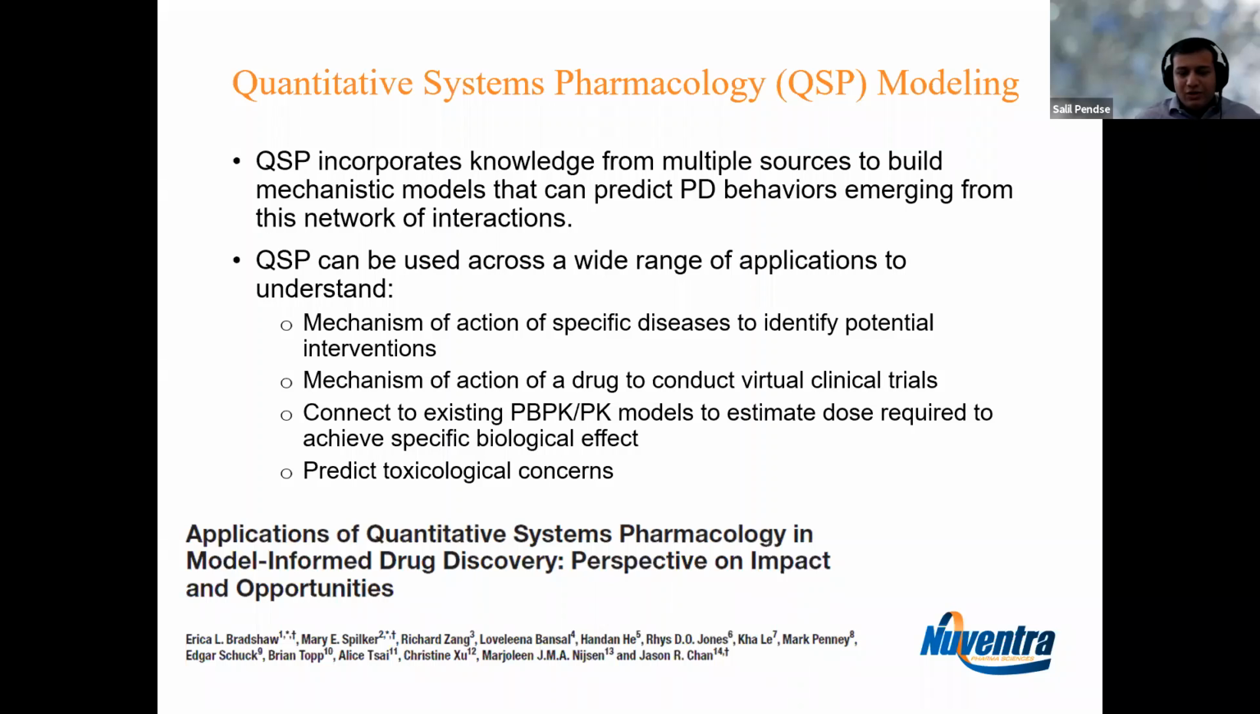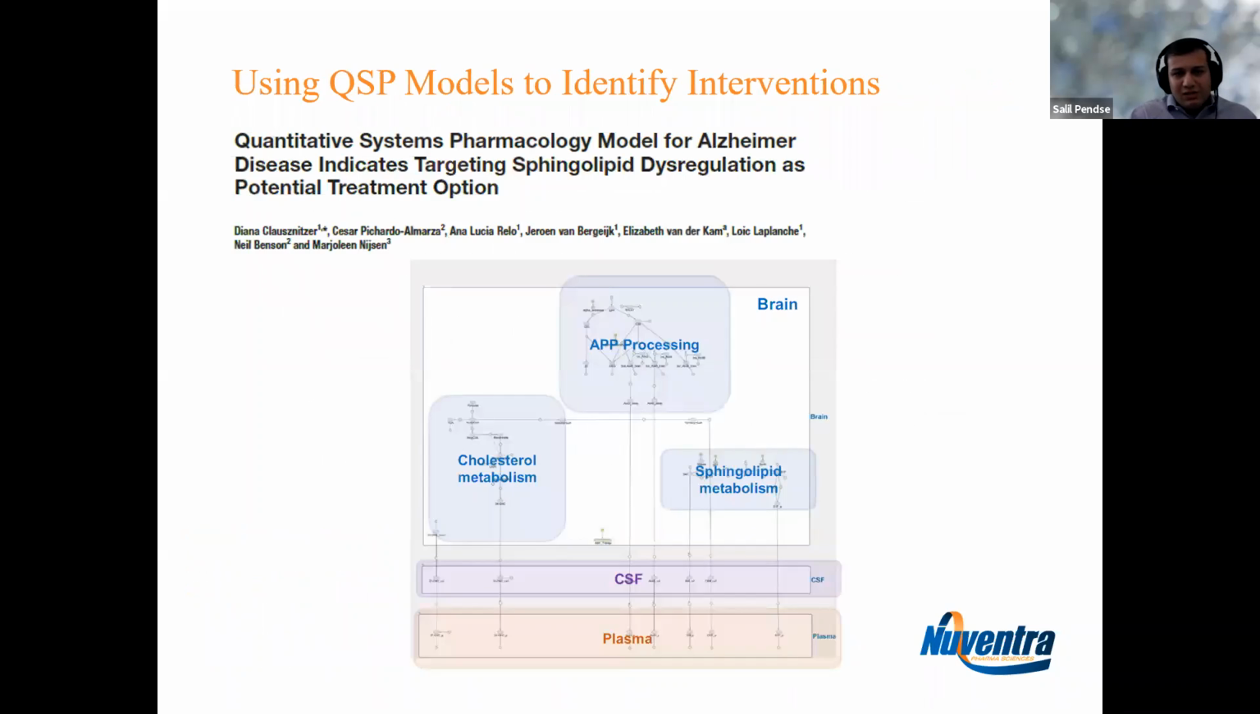I think a really good publication that I have found in my research is this by Bradshaw et al. It goes through a few examples of different uses of QSP, and it also talks about where they see opportunities, where they see criticisms of QSP, and where they see some more work is needed to fully understand these systems. So I'm going to quickly go through a couple of examples here.